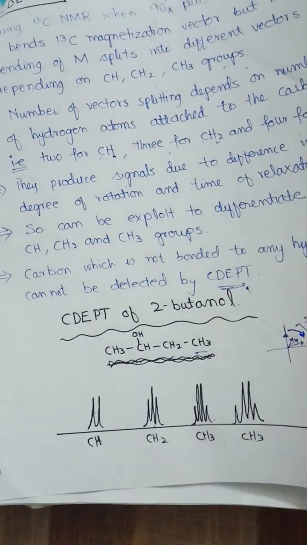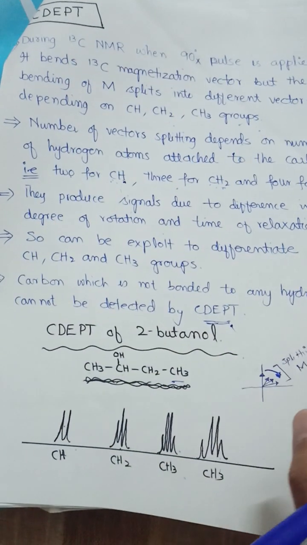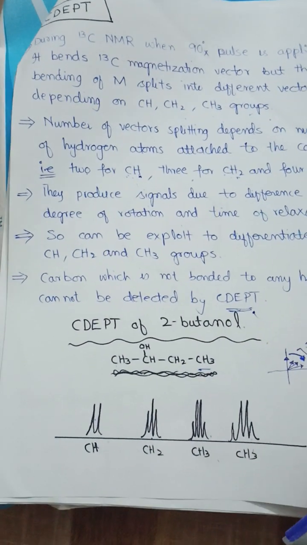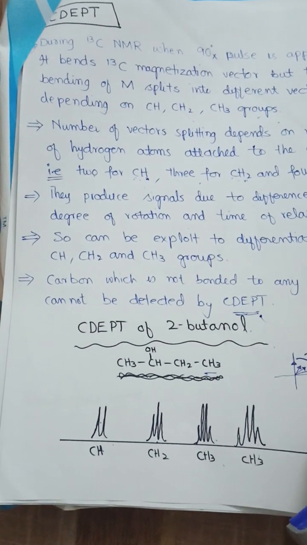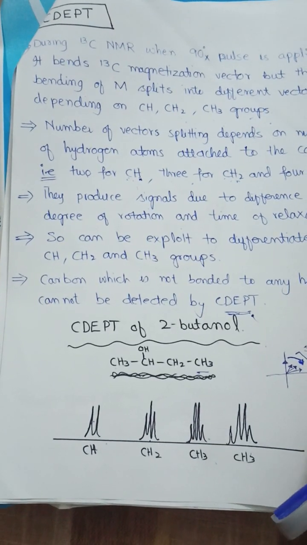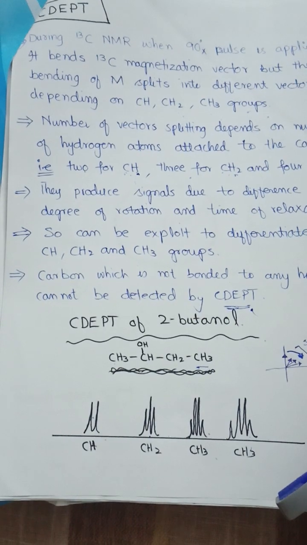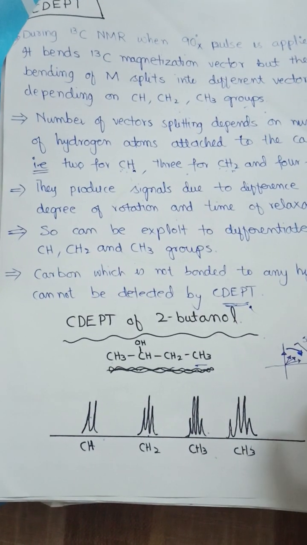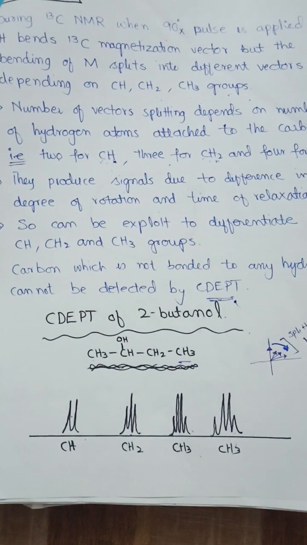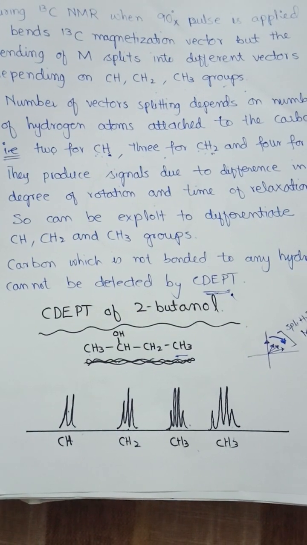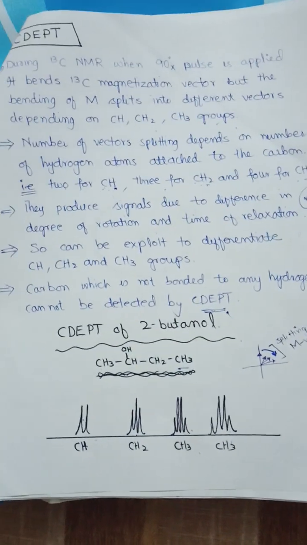In our next lecture, we will discuss the nuclear Overhauser effect, and then we will move to 2D NMR, and in 2D NMR the nuclear Overhauser effect is also applicable, and we have different types of 2D NMR which we will discuss in our next lecture videos.